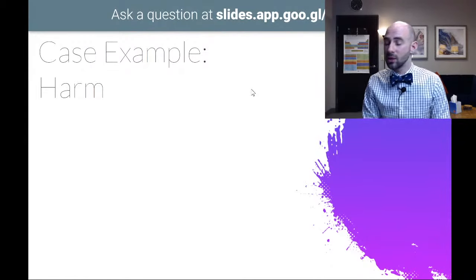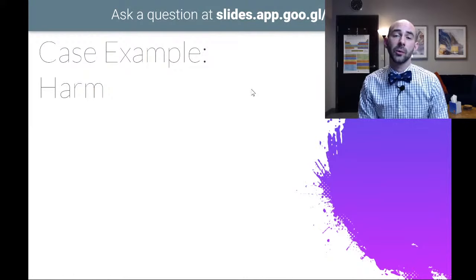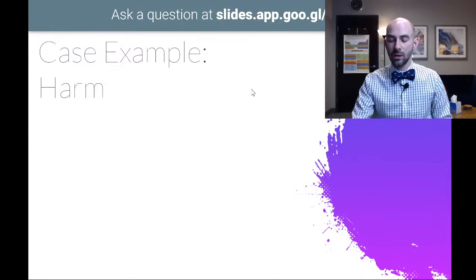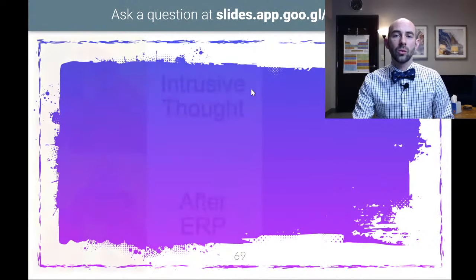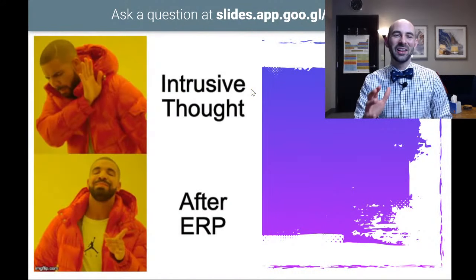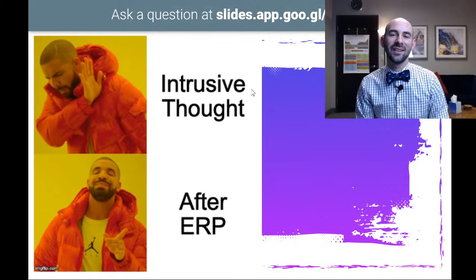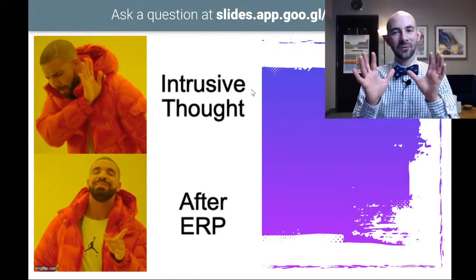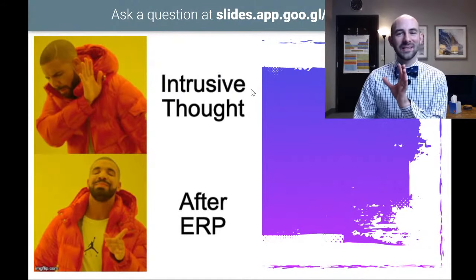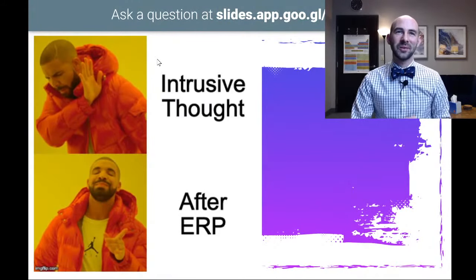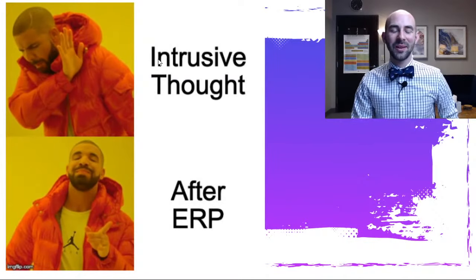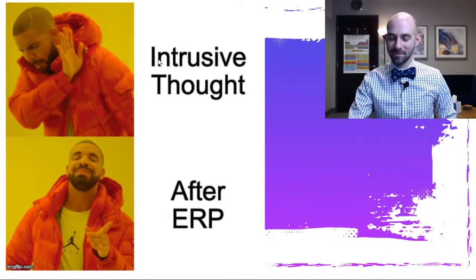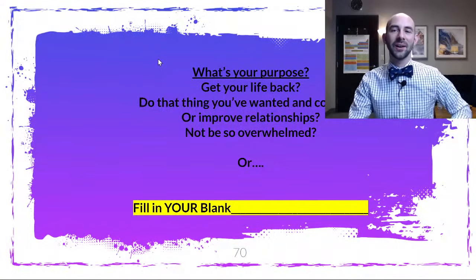Mindfulness work, of course, the additional work, values work, problem solving, relapse prevention, so many ways that all these things work together. So ultimately, when you're doing exposure therapy, we want to be like Drake. We want to have that intrusive thought at first. We're going to want to avoid it. But then ultimately over time, after ERP, we're going to get that swagger. I want you to get swagger.